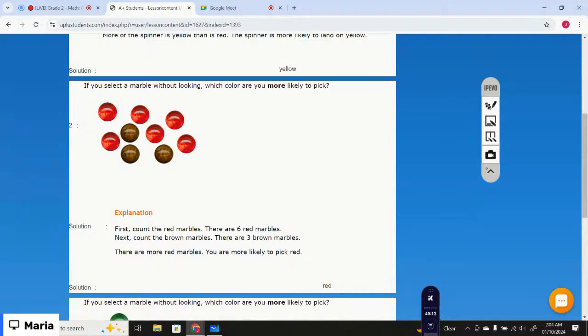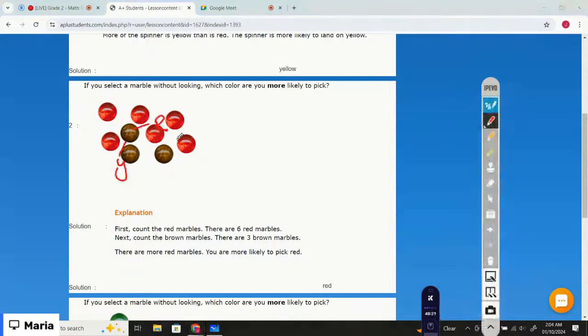Just look at the other example. If you pick a marble without looking, which color are you more likely to pick? So you are given the marbles, right? You are going to pick them without looking. You have one, two, three, four, five, six red marbles and one, two, three brown marbles. Which color are you more likely to pick? So you have six red marbles, more than brown. So that means you can pick the red more than brown, right? So the correct option is red because you have more red.